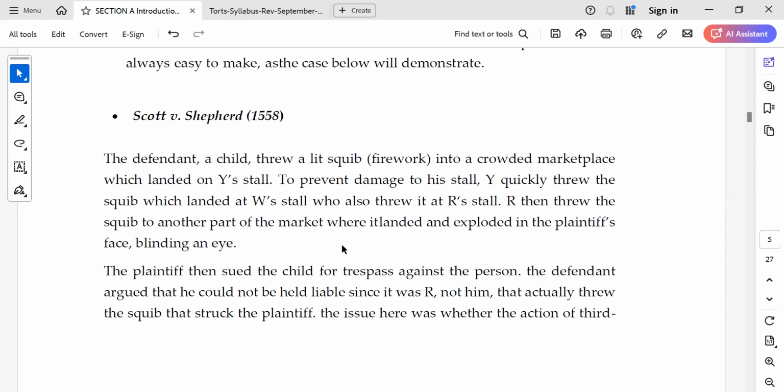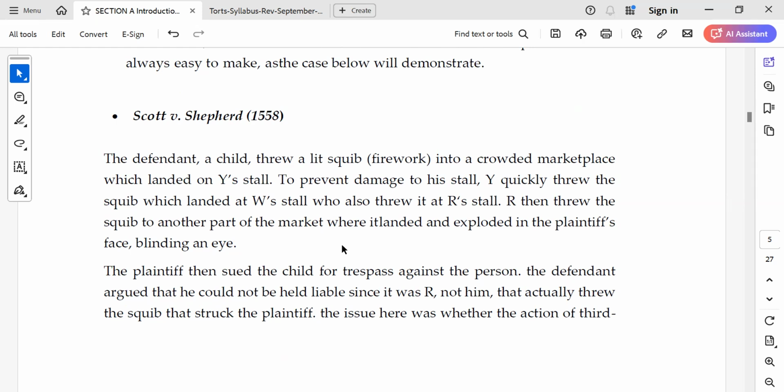It was a child who threw it at first, right? But they then passed it on because they wanted to protect themselves. They didn't target anybody. And R then threw the squib to another part of the market where it landed and exploded in the plaintiff's face, blinding an eye. The plaintiff then sued the child for trespass against the person.